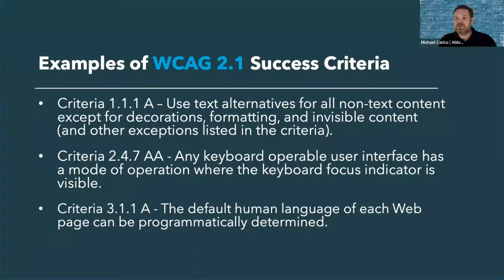And this is where things get a little bit interesting. For example, criterion 1.1.1 A says you need to use text alternatives for all non-text content, except for decorations, formatting, and invisible content. And there's a bunch of other exceptions listed in the criterion. So it's not as straightforward as you think. Criterion 2.4.7 AA says any keyboard operable user interface has a mode of operation where keyboard focus is indicated and visible. That means that as you go around on a form or as you navigate your website, if you're doing it by keyboard, it has to highlight where you are.